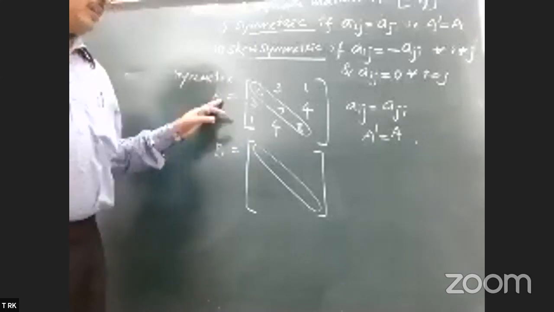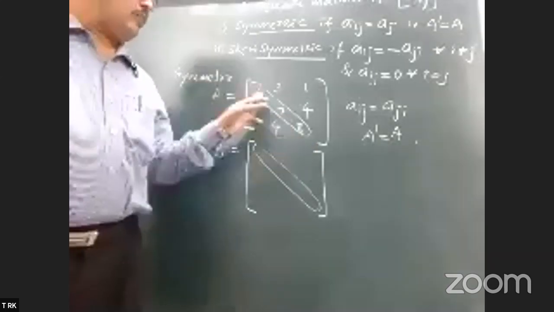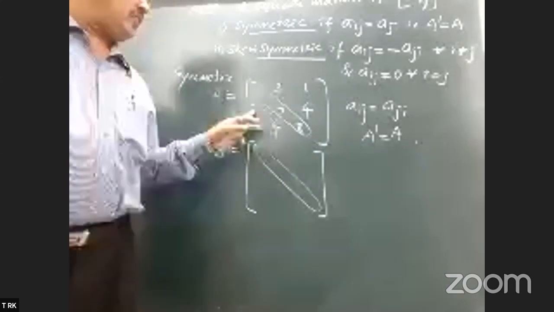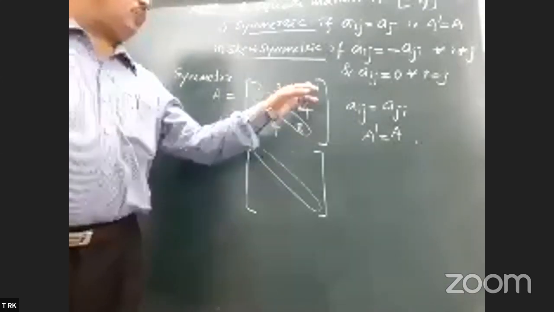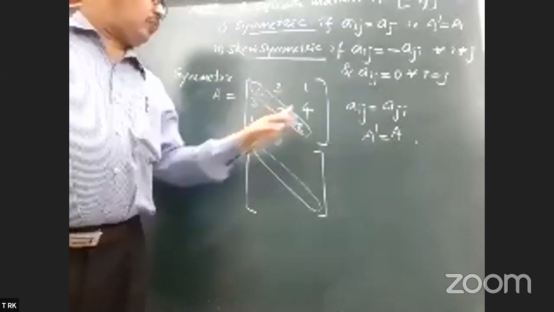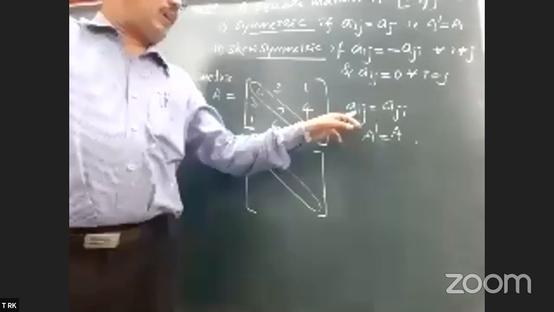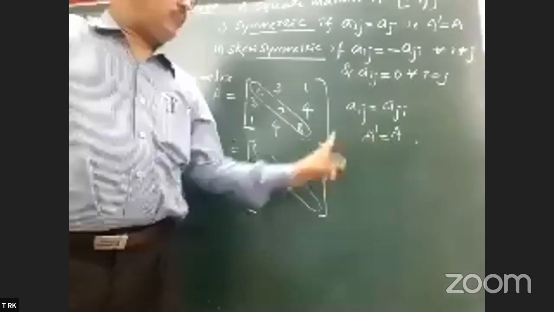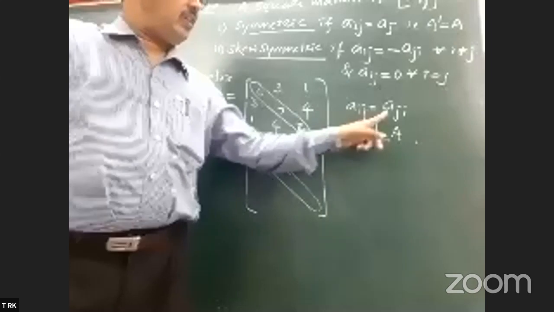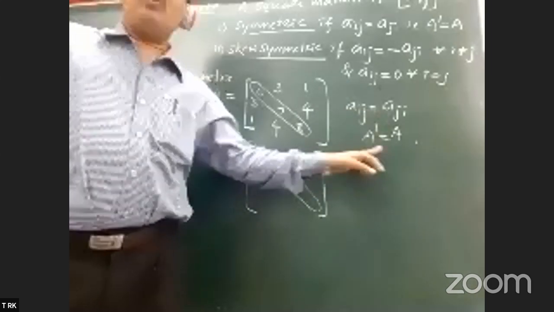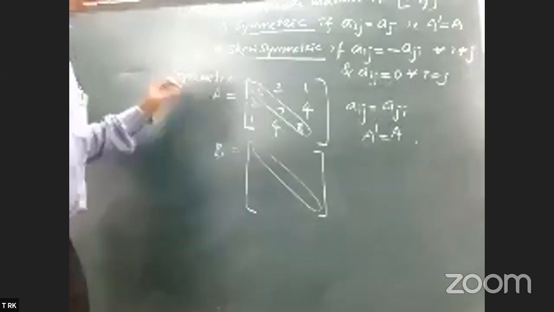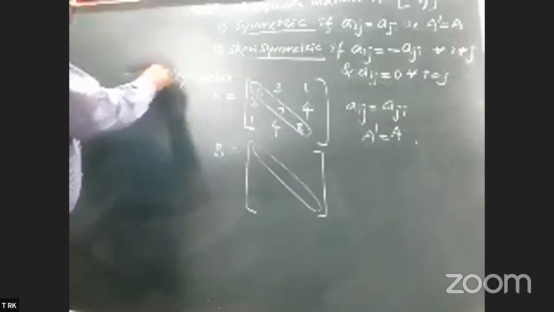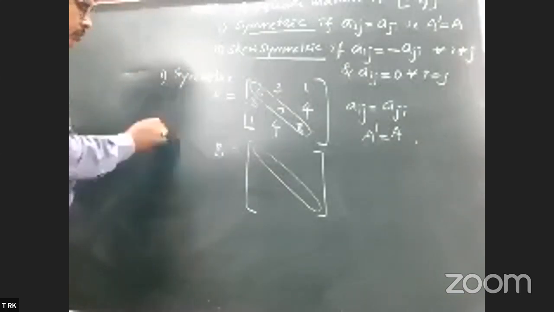Symmetric A: along the diagonal 6, 7, 8, and on either side of the same term 3, 3, 1, 1, 4, 4. I mean Aij is equal to Aji, that is, A dash is equal to A. So the first one is an example for symmetric, and the second one is for skew symmetric.